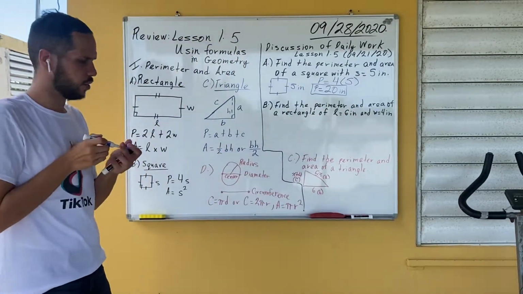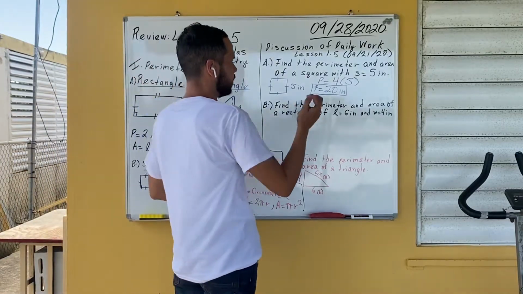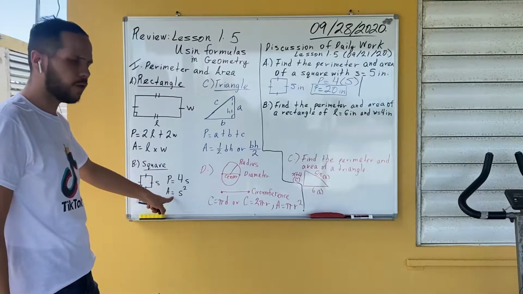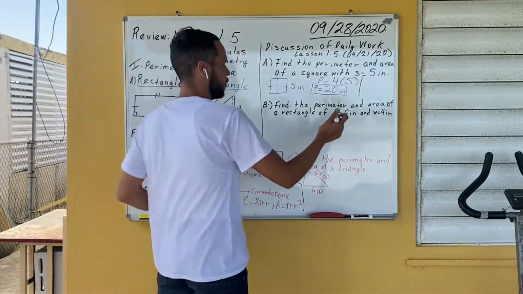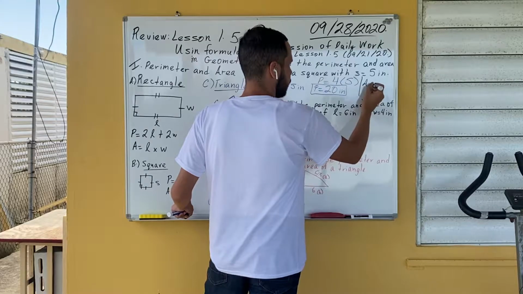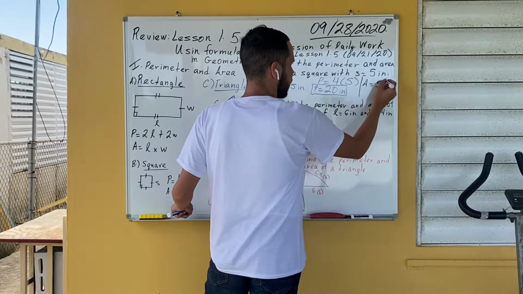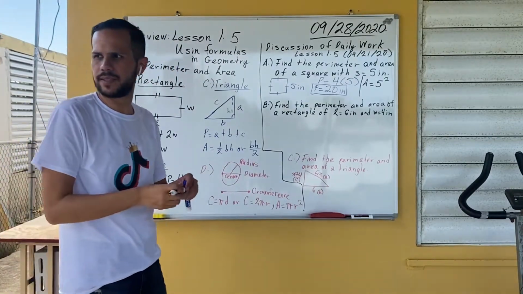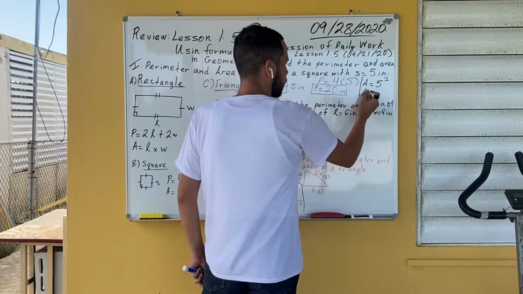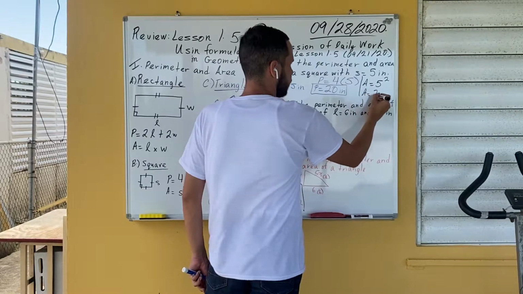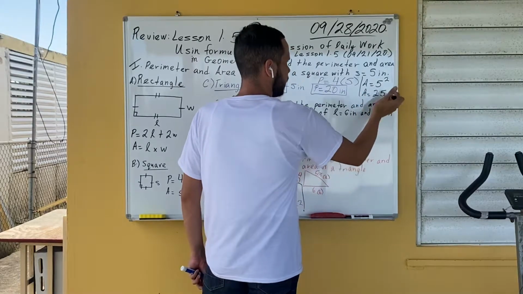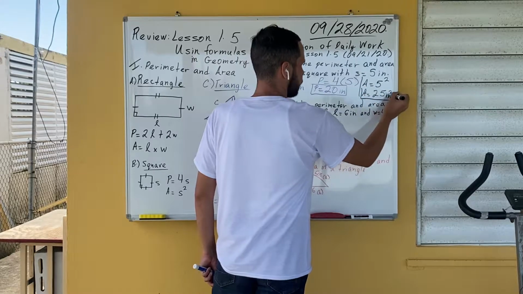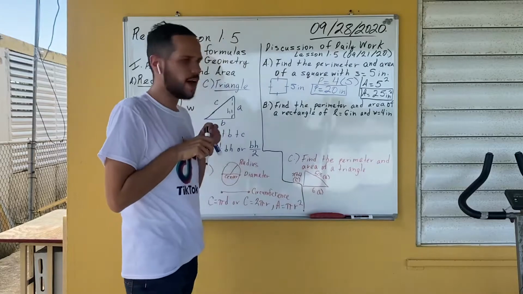Now we're going to find the area of this square. The area formula is S squared. To find the area, we're going to use the side that is 5. So it's going to be 5 squared, or 5 times 5. It's the same. So the area of the square is 25 inches squared, because we're finding the area. So there you have the area of the square.